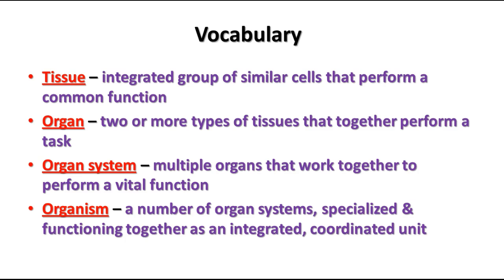For a little vocabulary, here are the terms: tissue, which is an integrated group of similar cells that performs a common function. They work together to do some kind of job. An organ, 2 or more kinds of tissues that work together to perform some specific task. An organ system, multiple organs working together to perform some vital function for the organism. And finally, the organism, which is all of the organ systems working together as an integrated unit. This is really important to how animals function.